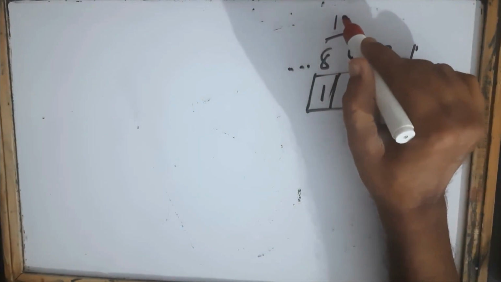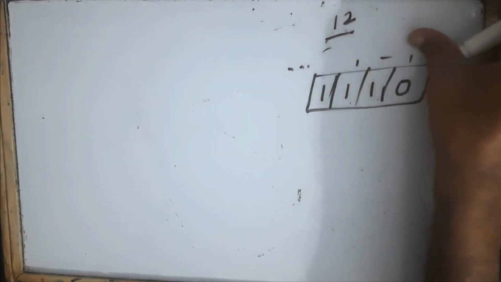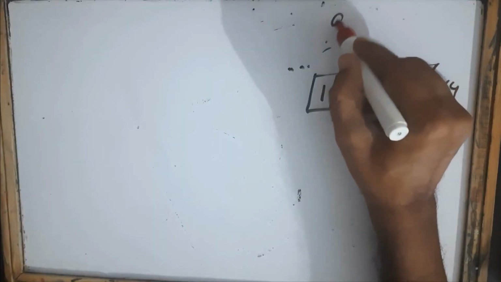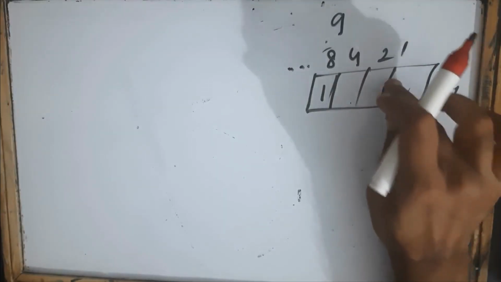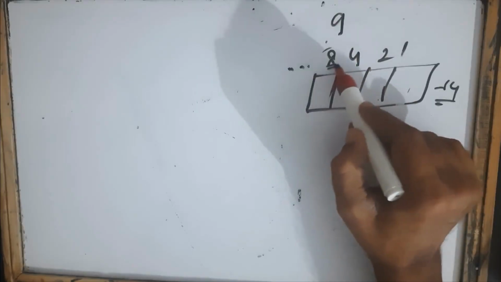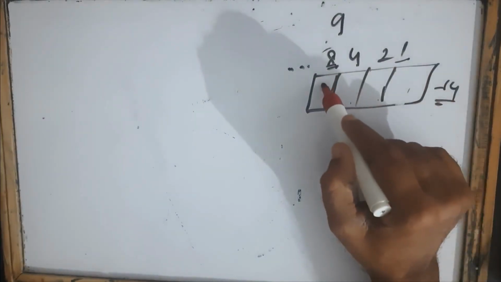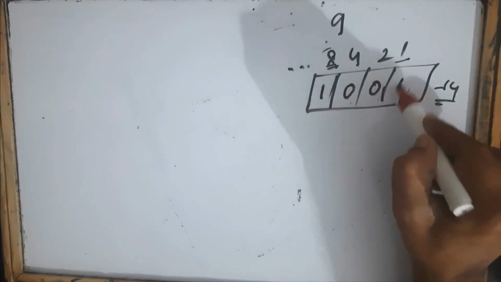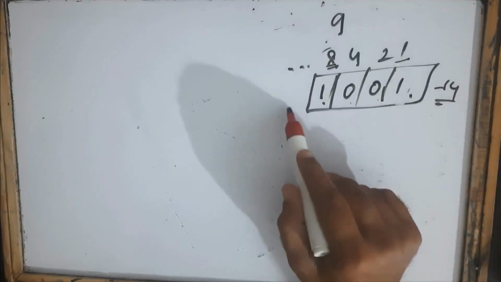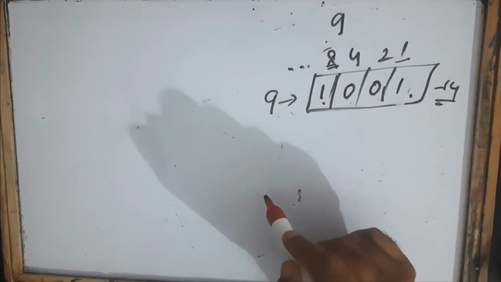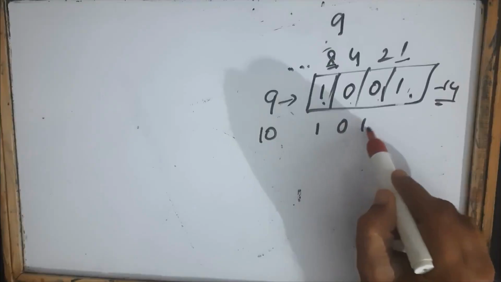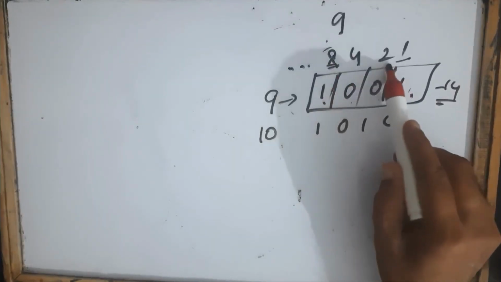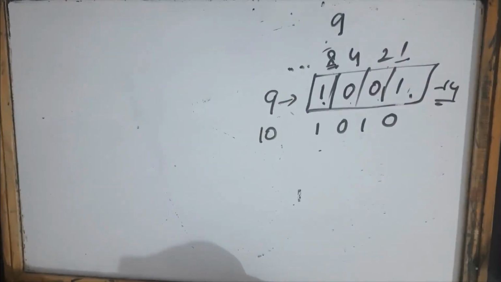Say now for the 9: 8 4 2 1. 9 means 8 plus 1, 9 will happen. So 1 0 0 1. That means 8 plus 1 is 9. So for the 9, the equivalent is 1 0 0 1. Now 10: 1 0 1 0. That means 8 plus 2 is 10. So like this we can convert easily from binary to decimal, decimal to binary.